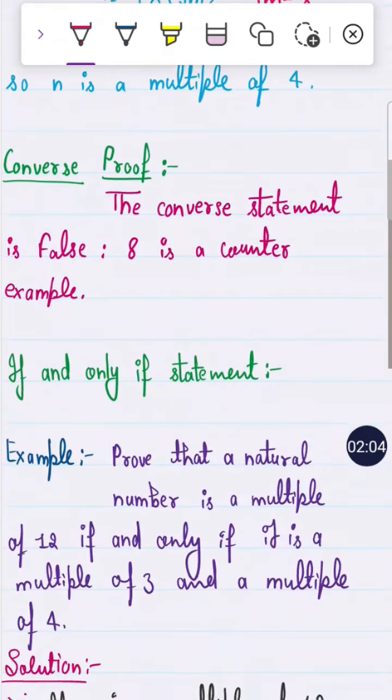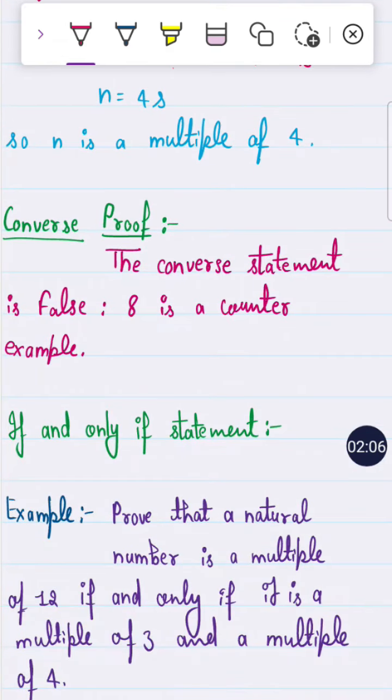Now we should know about if and only if type statements. What is the meaning of an if and only if statement? First example: prove that a natural number is a multiple of 12 if and only if it is a multiple of 3 and a multiple of 4. Okay, what is it saying? That if a natural number is a multiple of 12, then it is a multiple of 3 and 4, right?